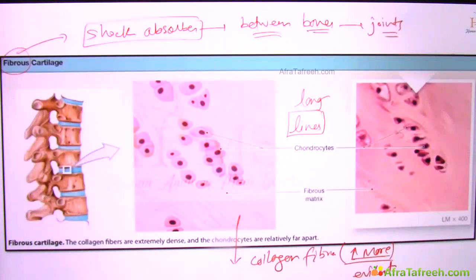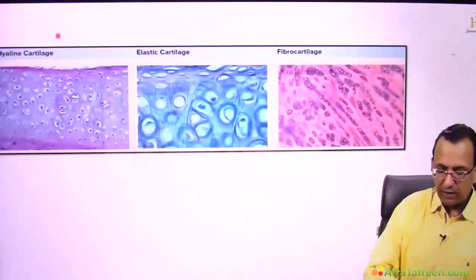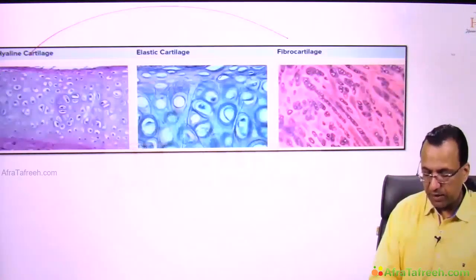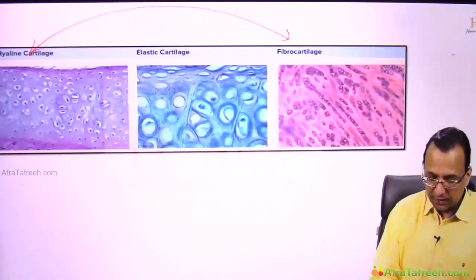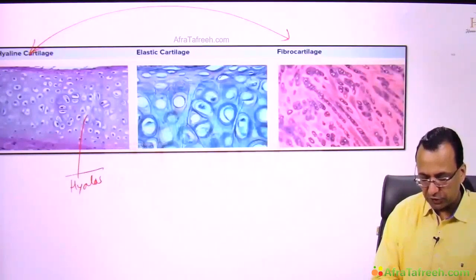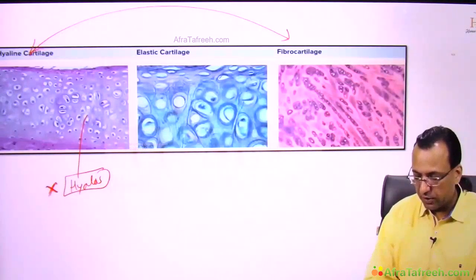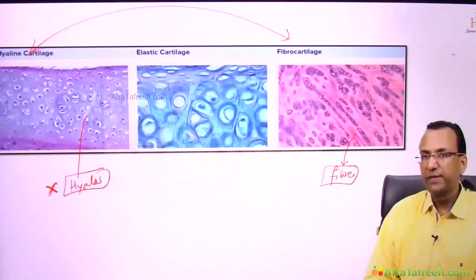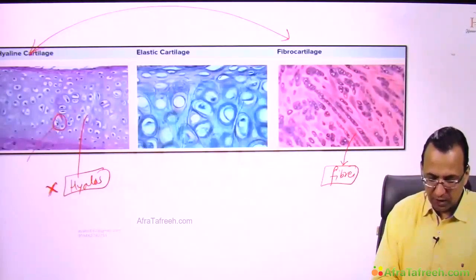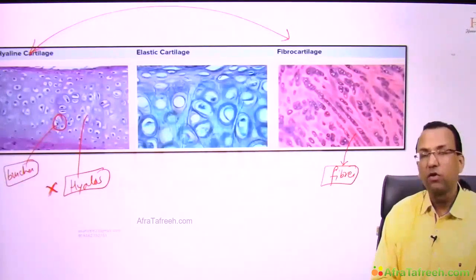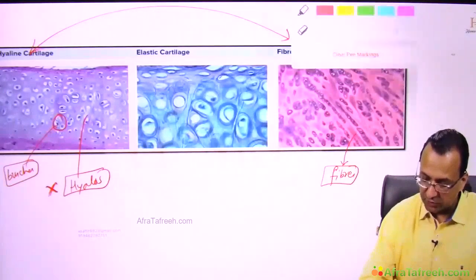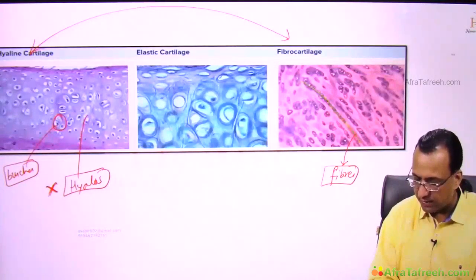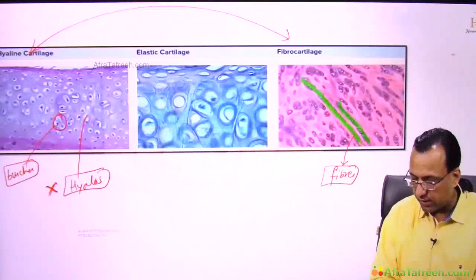Let us compare the three again. What is the difference between hyaline cartilage and fibrocartilage? Hyaline cartilage is hyalose; the collagen fibers are not evident. And in fibrocartilage, the fibers are very much evident. And one other thing which we have seen is that here the chondrocytes are in bunches, islands of chondrocytes, but there they are making lines. Can you see? This is a long line of chondrocytes. So they are running in lines.